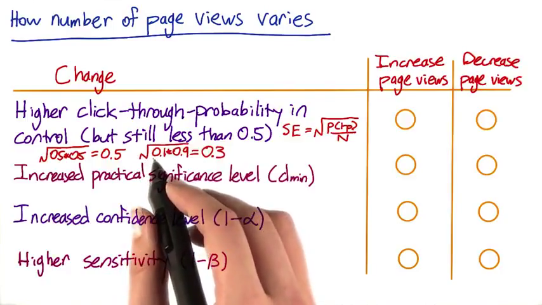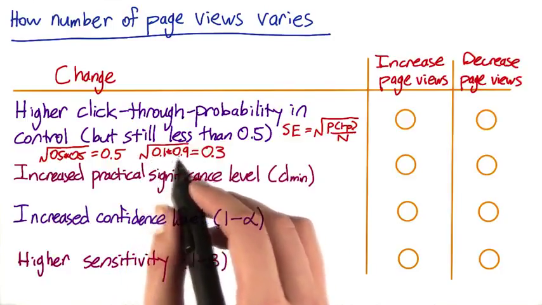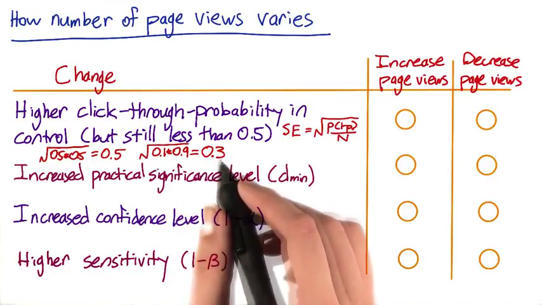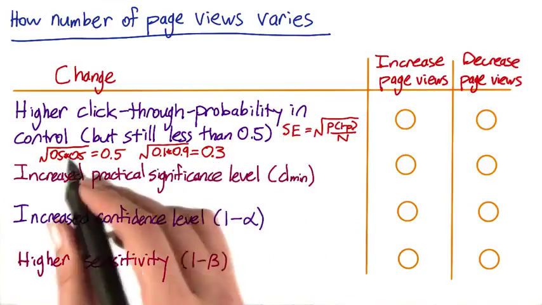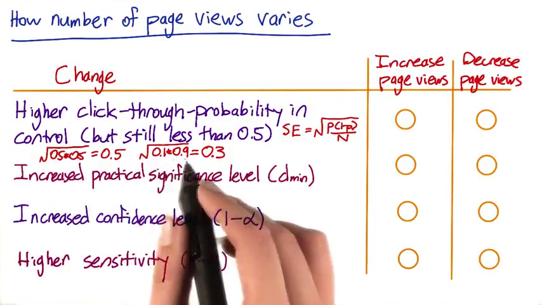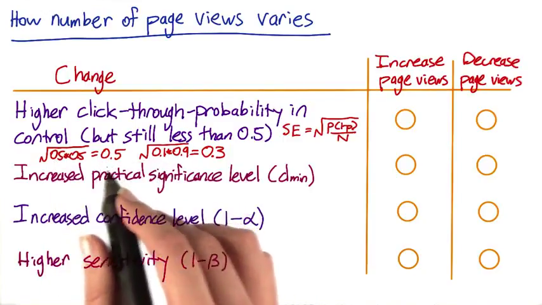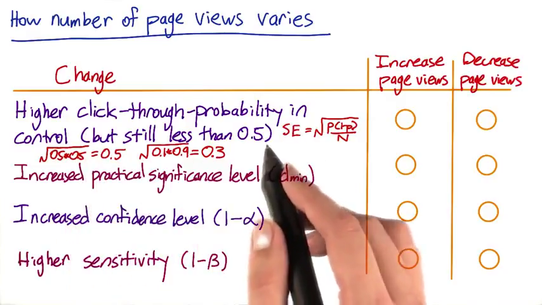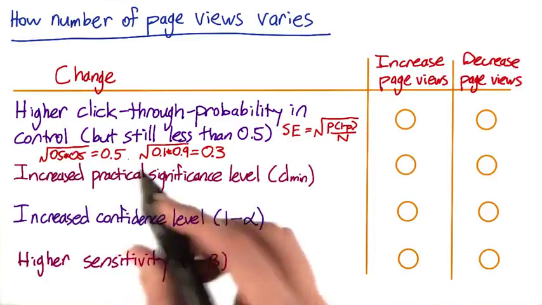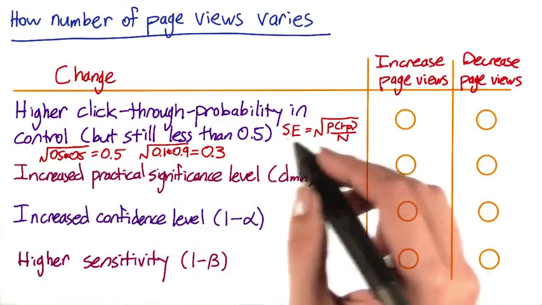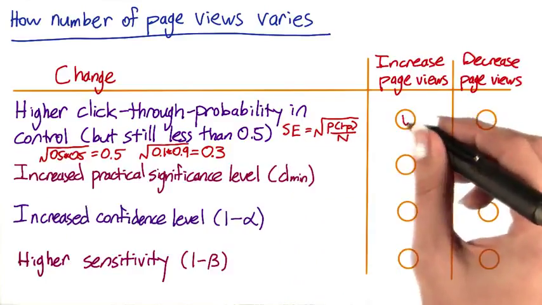On the other hand, if the probability were either 0.1 or 0.9, then the standard error would be proportional to 0.3. It turns out that as your probability gets closer to 0.5 and further away from extremes like 0.1 or 0.9, then your standard error increases. Thus, increasing the click-through probability, but not above 0.5, would increase the standard error, which means that I'd also need to increase the number of page views in order to reduce the standard error back to its original level.